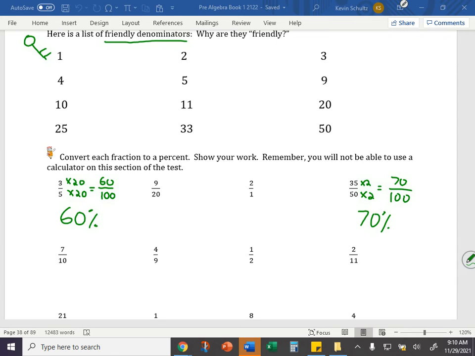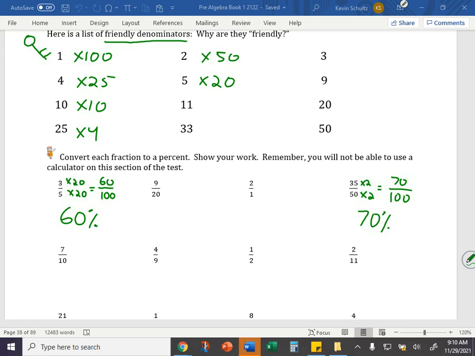So how do you get from 1 to 100? You multiply by 100. How do you get from 4 to 100? Multiply by what? 25. 10 times 10. 25 times 4. 2 times 50. 5 times 20.